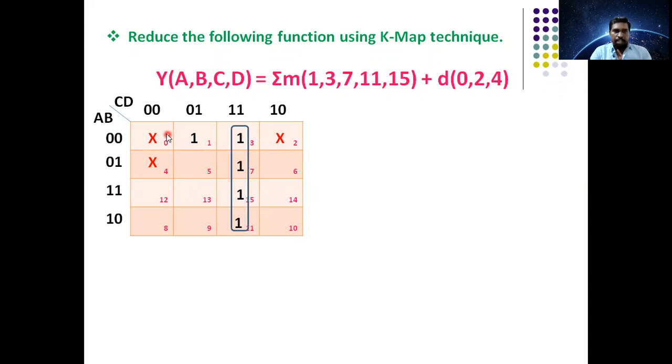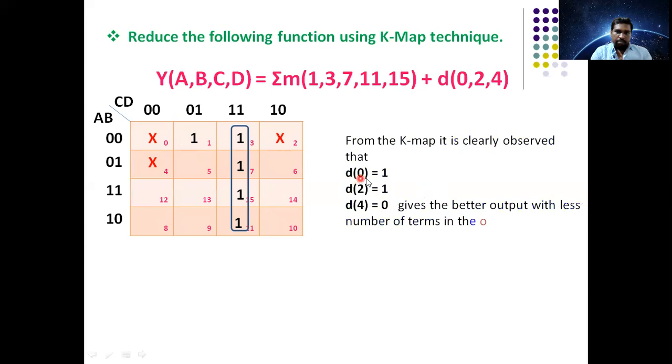Next, suppose as per the condition, these X can be replaced with 0 or 1. Suppose if I take this position as 1 and this position as 1, then I can directly make all these 4 ones as a quad. Yes or not? Suppose if I substitute the value of d of 0 as 1 and d of 2 as 1, then directly I can take all the 4 ones as a quad. Right? So see here, from the K map, it is clearly observed that d of 0 is equal to 1 and d of 2 equal to 1 and d of 4 equal to 0. This is the combination where we get a minimum number of terms.